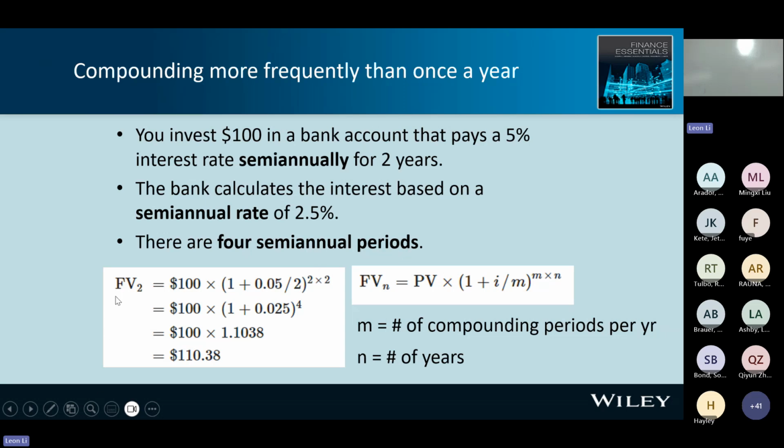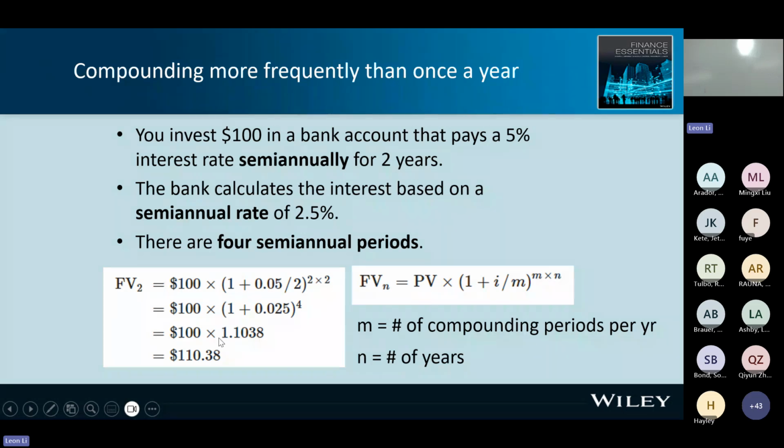So our future value at year 2 will be $100 times 1 plus 0.025. That means the semi-annual rate with a power of 4 rather than 2, because our period is a semi-annual period. And you can see the final result is here.